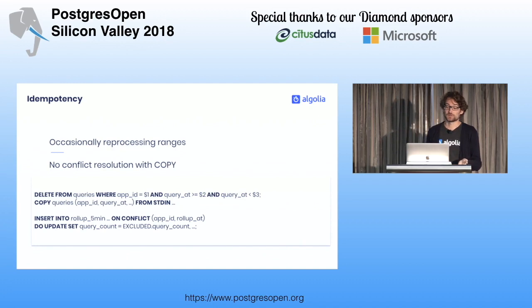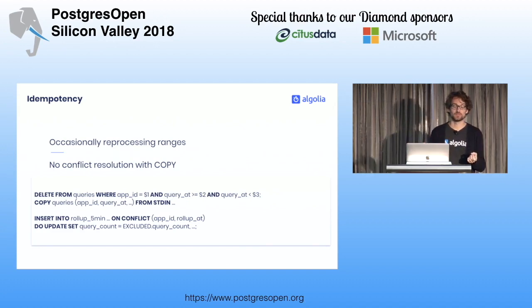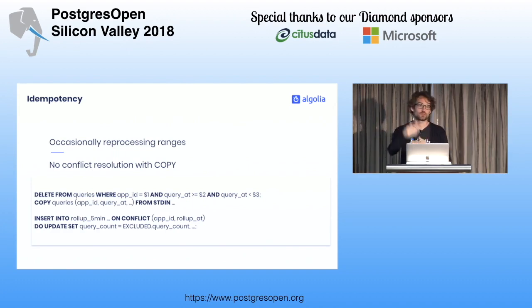So what we do, which is a bit brutal, is that before every insert, we delete the data for the given range we're about to insert, and then we do the copy. For the rollups themselves, it's actually much easier because we can take advantage of the ON CONFLICT DO UPDATE SET clause, which means that we're just going to overwrite the rows in the table.